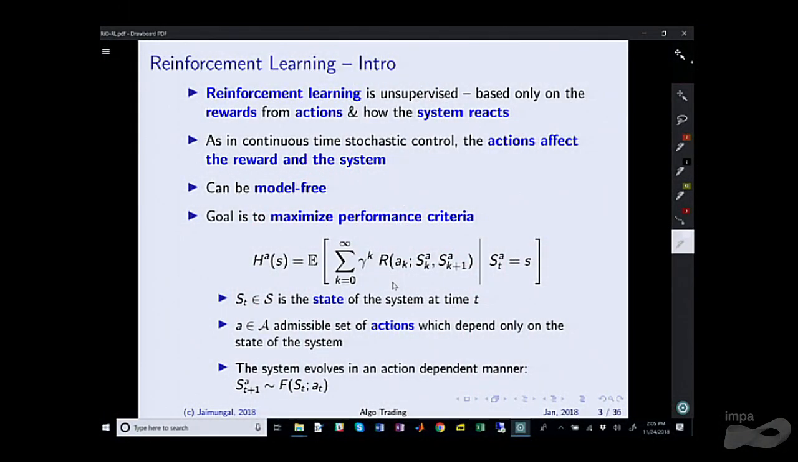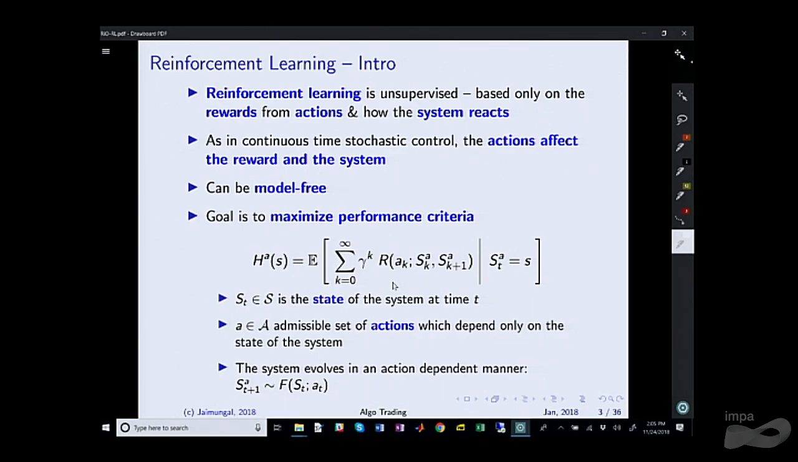So as it says there, reinforcement learning is an unsupervised machine learning approach, unlike what we looked at when we saw classification problems, where your observation is a feature and a label. Those go together. Here, there's no label, and as we did in the stochastic control setting, we want to ensure that we account for the action that we have on the system, the reward that we get, and the reaction of the system to that.